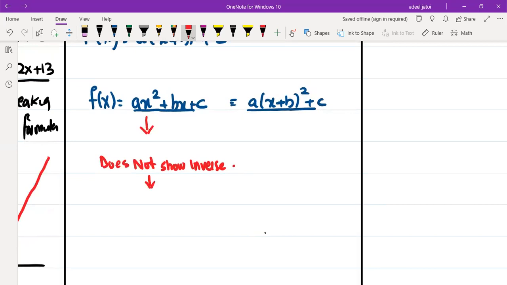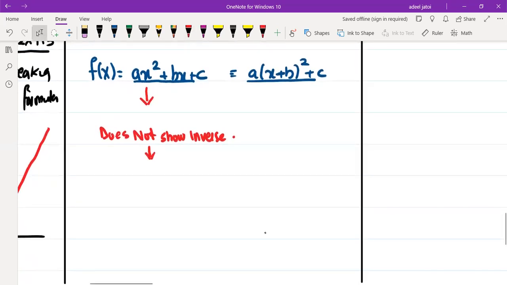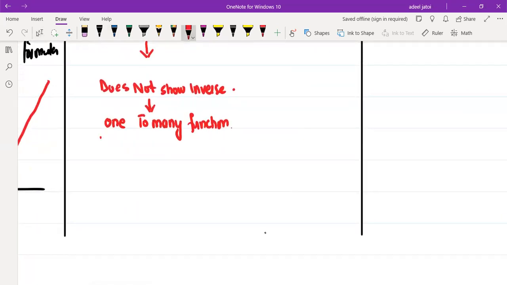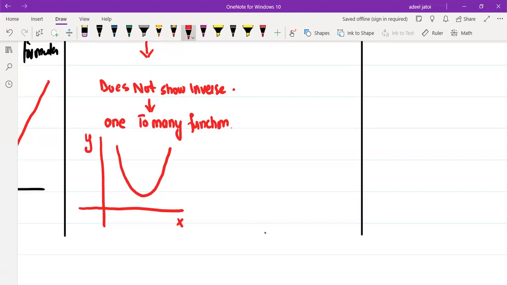Now, why does it not show inverse? Because a quadratic is a one-to-many function. What does it mean by a one-to-many function? We have an x-axis and a y-axis, and I draw a curve. For each value of y, particularly, you will have two values of x. So that means it is a one-to-many function, and whenever you have a one-to-many function, it does not have an inverse.